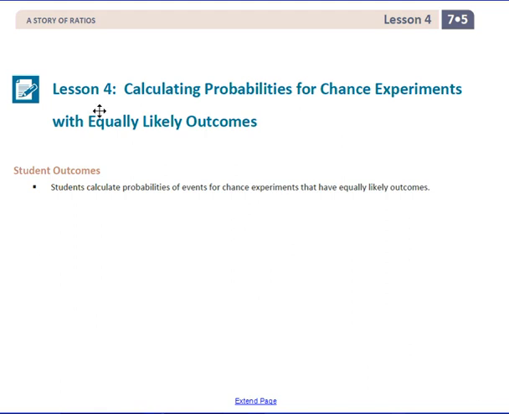This is Mrs. Zappia with Lesson 4 from Module 5, Grade 7, Calculating Probabilities for Chance Experiments with Equally Likely Outcomes. Student outcomes for this lesson: students calculate the probabilities of events for chance experiments that have equally likely outcomes.